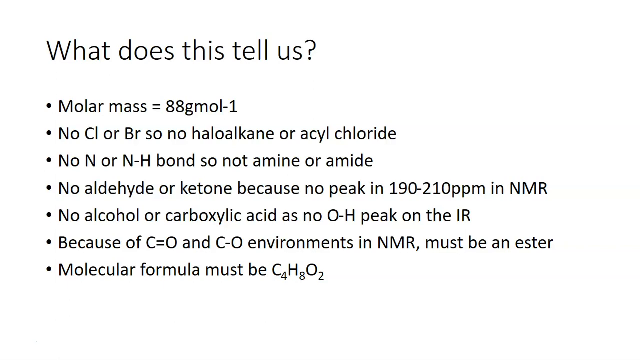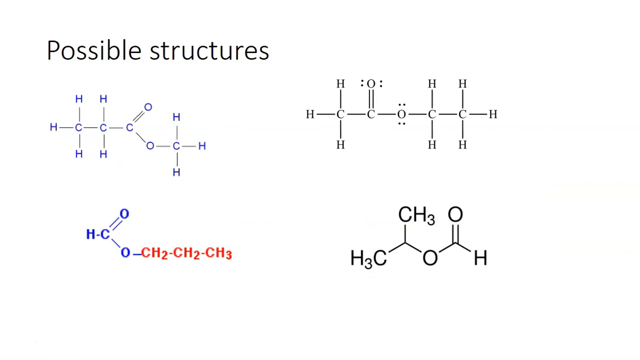And it's going to meet all the requirements of the things we've seen in our spectra so far. Okay, so now let's figure out what are the possible structures of esters with 4 carbons. Okay, so here are some esters that have 4 carbons, and in fact these are the only esters that I can think of.